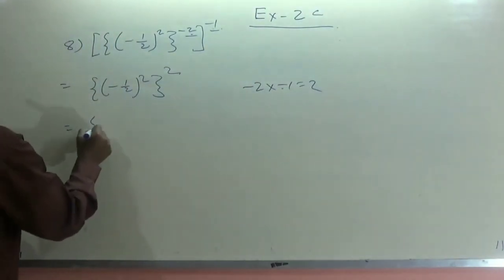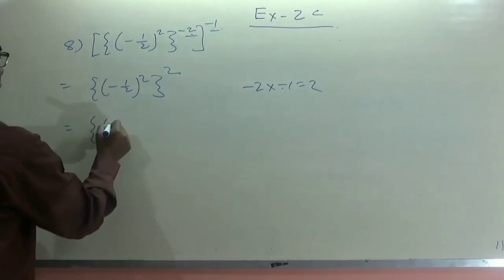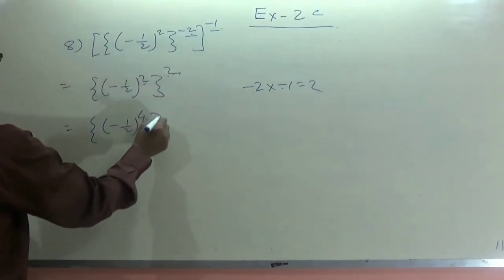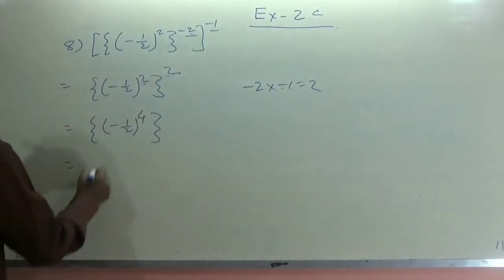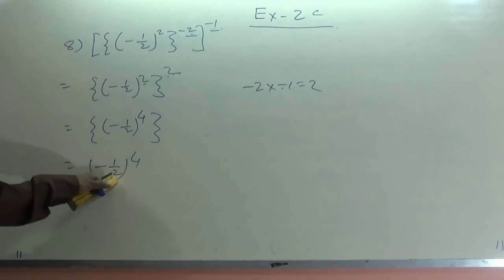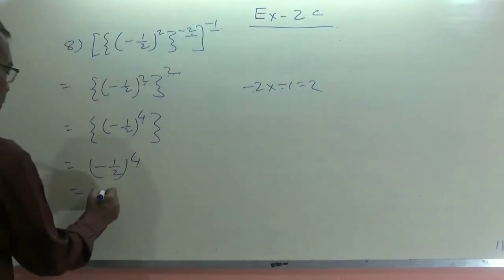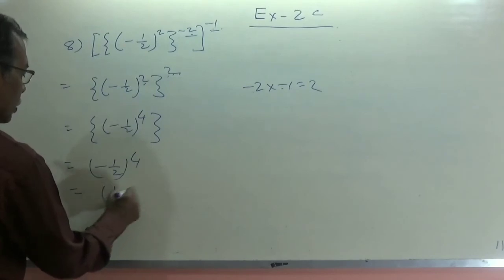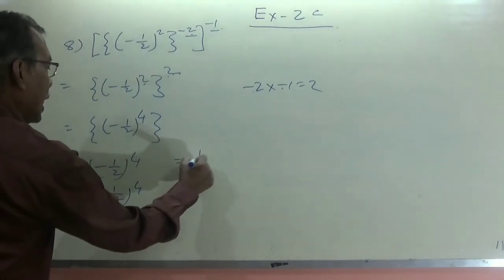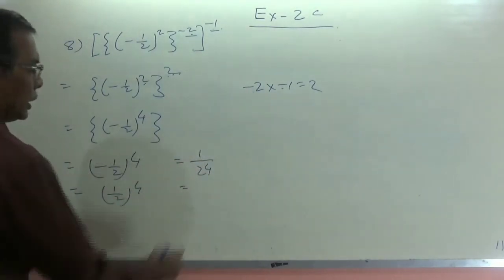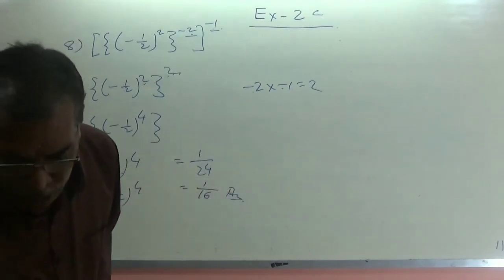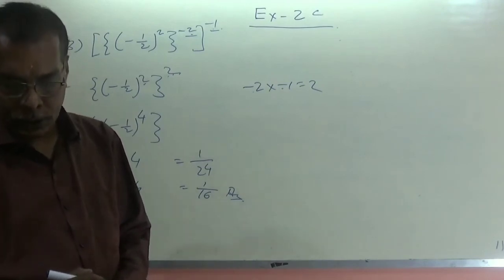Which is equal to curly bracket start, simple bracket start, minus 1 by 2, curly bracket close. Then this power multiplies, 2 to the 4, which is equal to 1 by 2 whole power 4. I have told you that if the power is even, then this minus sign will become plus. So 1 by 2 power 4 is equal to, the power will come on 1 as well as 2. So 1 power 4 is 1 and this is 2 power 4. It is 1 by 16. So that will be your answer, and this I think is matching with A. Okay?